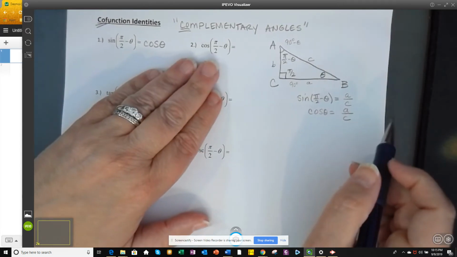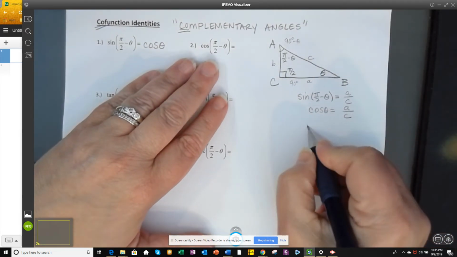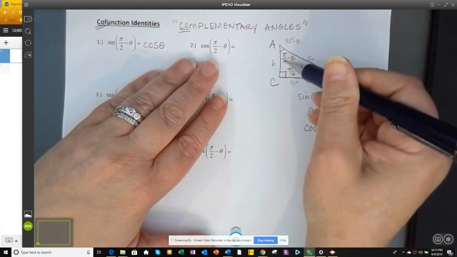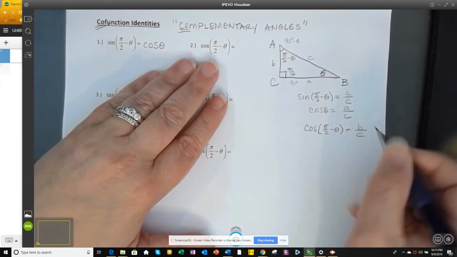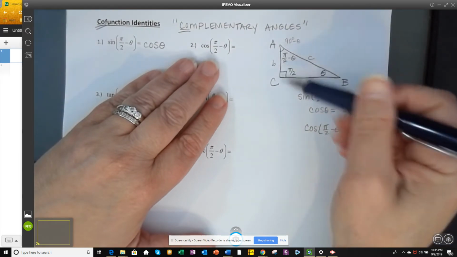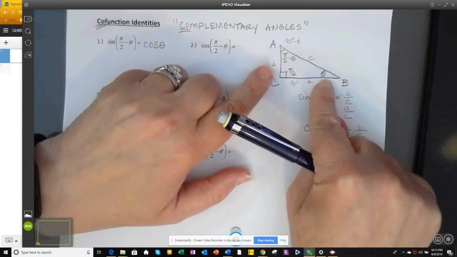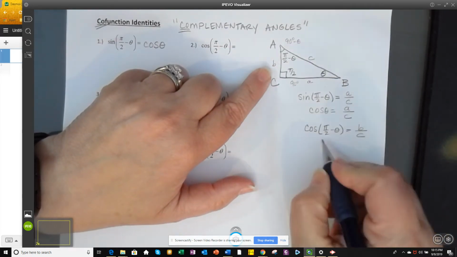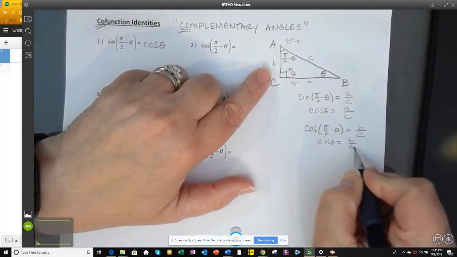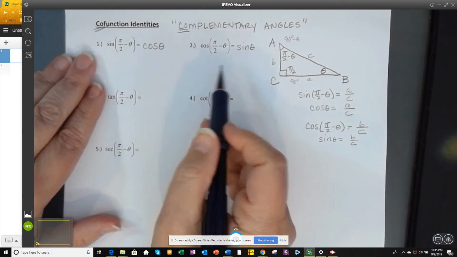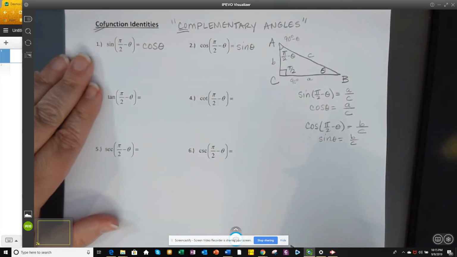Okay. Complementary cofunction identities. All right. Now, what happens if I want to find the cosine of pi over 2 minus theta? Well, if I want the cosine of pi over 2 minus theta, that would be b over c. And then what if I tried to find another trig function that would give me a b over c? Well, if I chose this theta and did the opposite over, so I could say that sine theta equals b over c. And do you see how those are the same? So this is going to equal sine theta. And like I said, this works because they're complementary angles to each other. And think about the sine of 60 is equal to the cosine of 30, and vice versa on our unit circle that we've been studying.